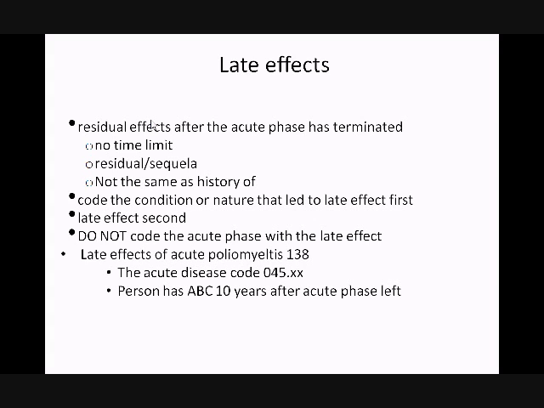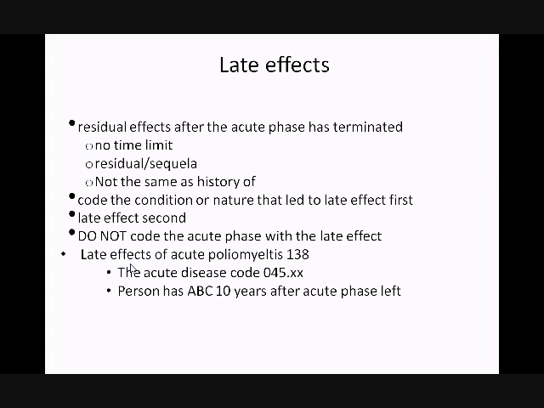Now, what you have to do is code the condition or the nature that led to the late effect first. You code the condition that led to the late effect, and then you code the late effect second, the actual late effect code. So you will not be looking for a stroke under S. You will be looking for it under L, late effect, literally late effect. And again, do not code the acute phase, because the acute phase is not here.